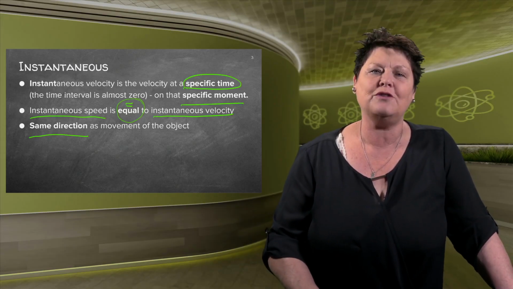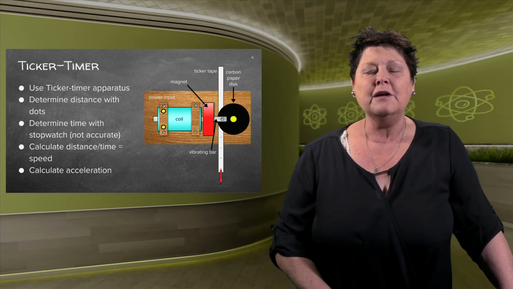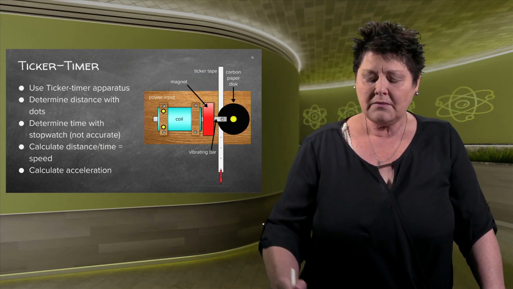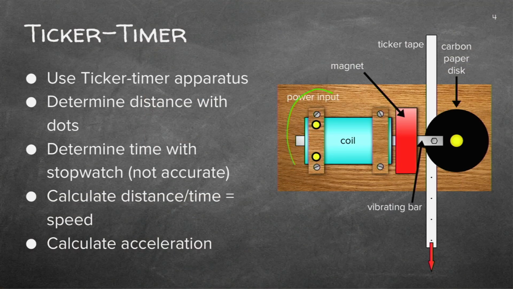So let's get to the experiment that we are going to do. This is the ticker timer apparatus. It is a power output, which makes it work with electricity. And here you've got a little pin. So as soon as I switch it on, you'll have this pin. It's like a vibrating sound. You will hear that just now.